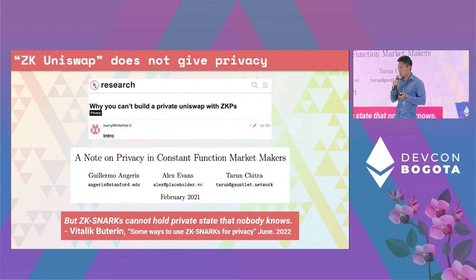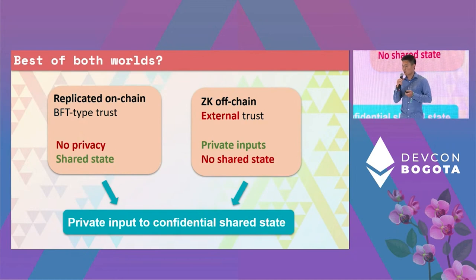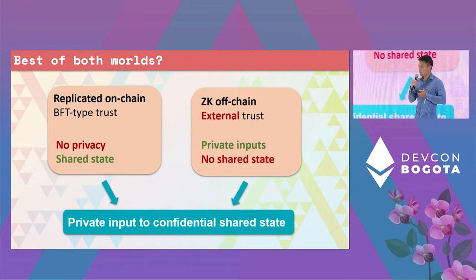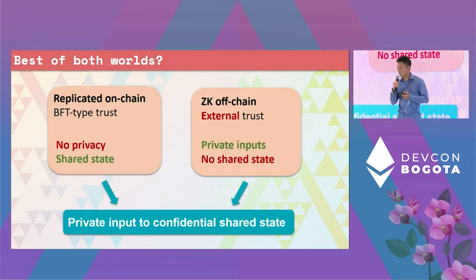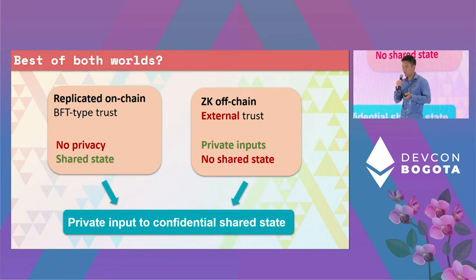This problem has been observed over the years in many different ways. But basically, the story is that either you do a transparent on-chain computation, which is what we do on Ethereum, so you have no privacy, but you have the benefit of a shared state that everybody can have access to. Or on the other hand, you have a zero knowledge off-chain execution, with the flipped benefits and downsides: you have private inputs, but the state is not shared between anyone. So we're somewhat at odds with these two properties, and we can't really get both. My talk is about how to get both properties, and I call that confidential shared state.